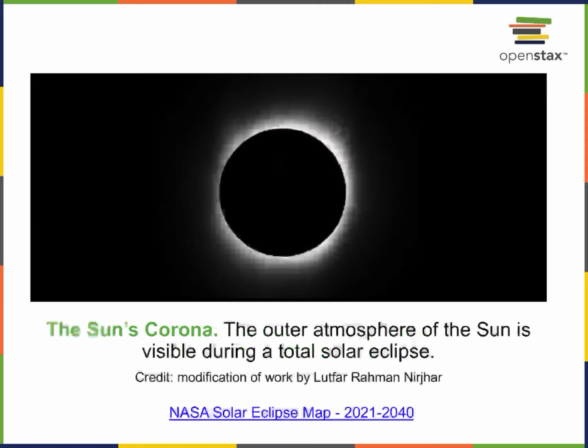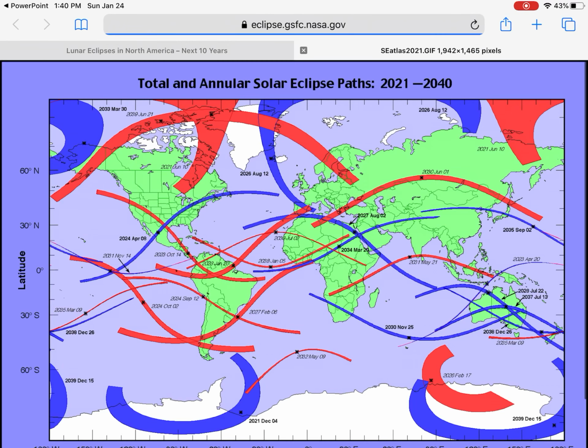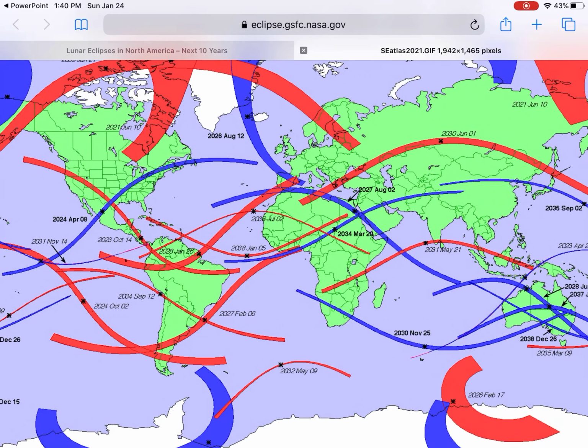Here's NASA's map showing where total eclipses can be seen from 2021 to 2040. The red strips are annular eclipses. During an annular eclipse, the moon doesn't fully block out the photosphere. Both the moon and the Earth have slightly elliptical orbits, so both the moon and the sun can be slightly larger and slightly smaller at different times. At least that's how they appear to us.